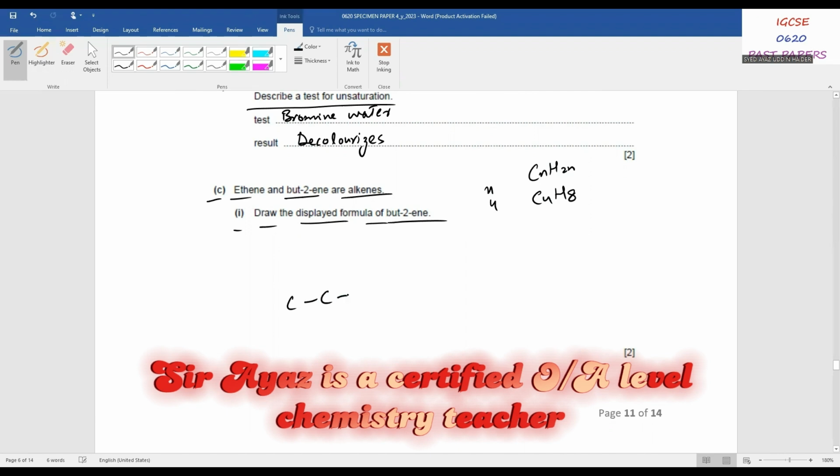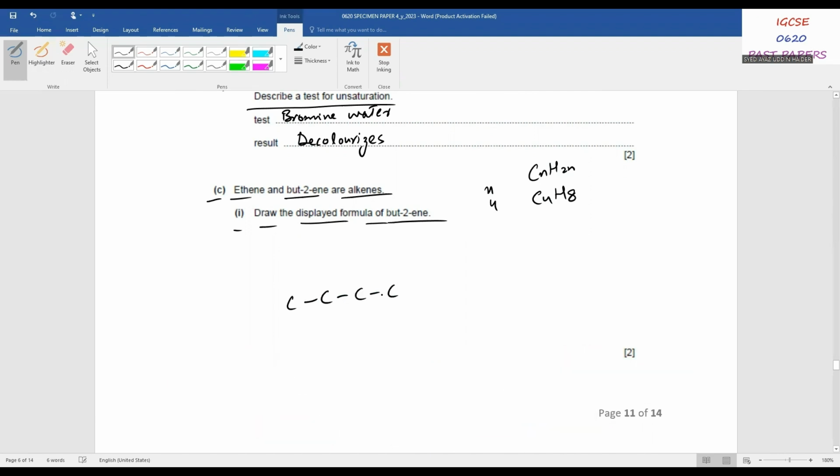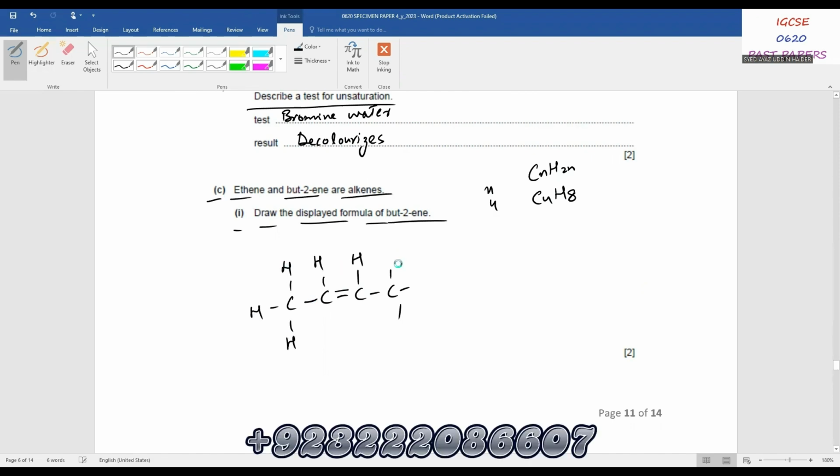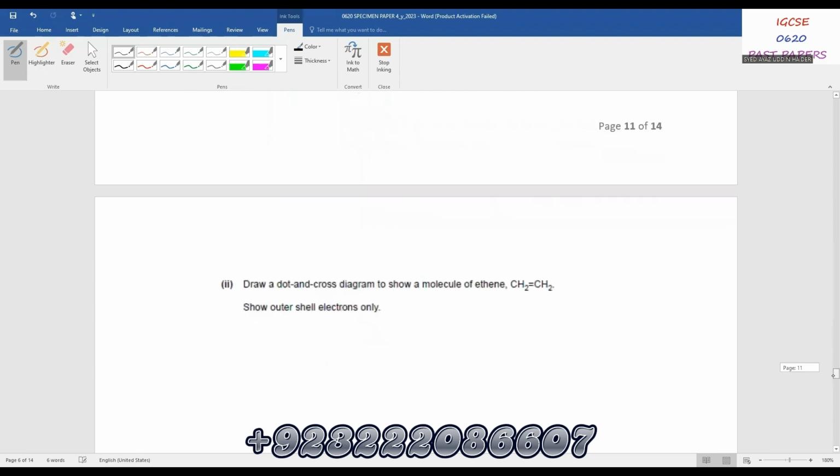So there must be 4 carbon atoms: 1, 2, 3, 4. It's unsaturated, so there must be 1 carbon-carbon double bond. So I'm placing a double bond between these 2 carbon atoms. Now let's place hydrogen atoms: 1, 2, 3; 1, 2, 3, 4; 1, 2, 3, 4; 1, 2, 3, 4. So this will be your final displayed formula for but-2-ene.